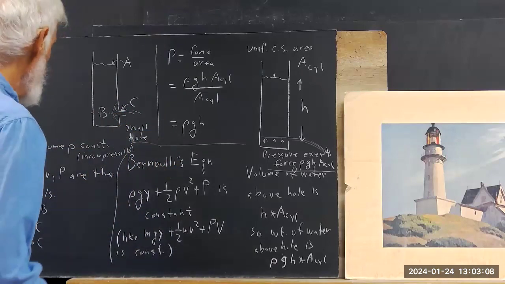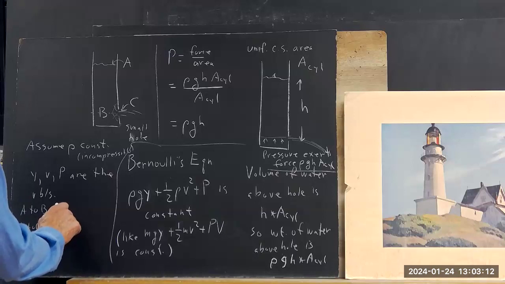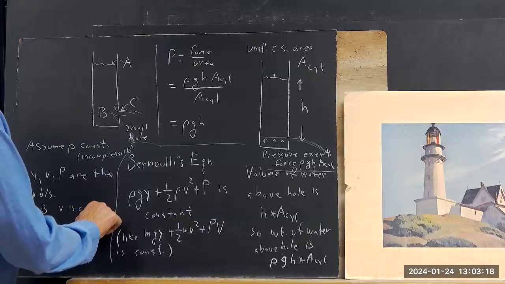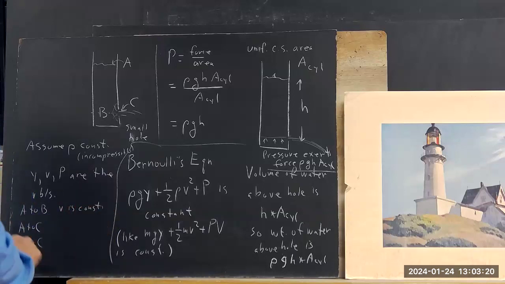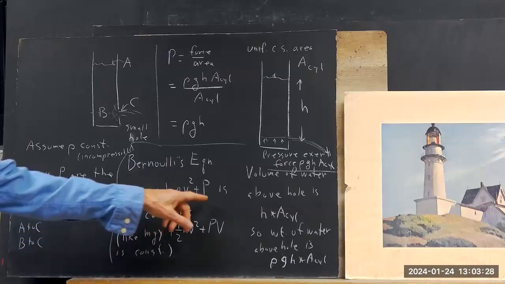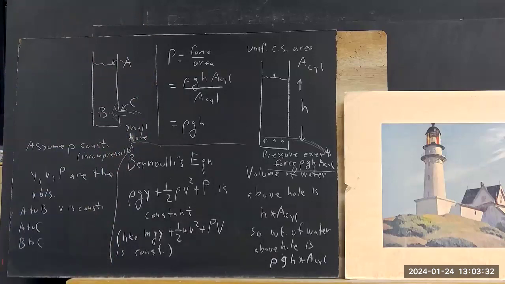So from A to B, velocity is constant. From A to C, what doesn't change? Is it y, is it v, or is it P? Well, what do you think?